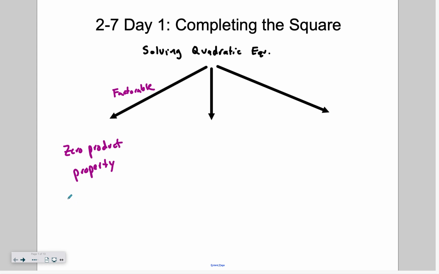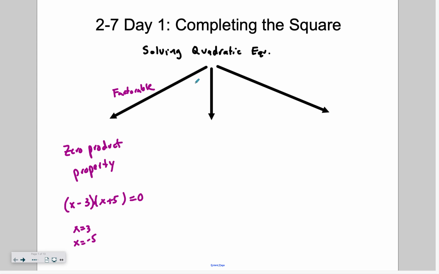And remember, that looks like x minus 3 times x plus 5 equals 0. What numbers make this true? Well, we factor it, we write it as a product, and then this is true if x minus 3 is equal to 0, or x equals 3. And this is also true if x equals negative 5. So that's the zero product property.